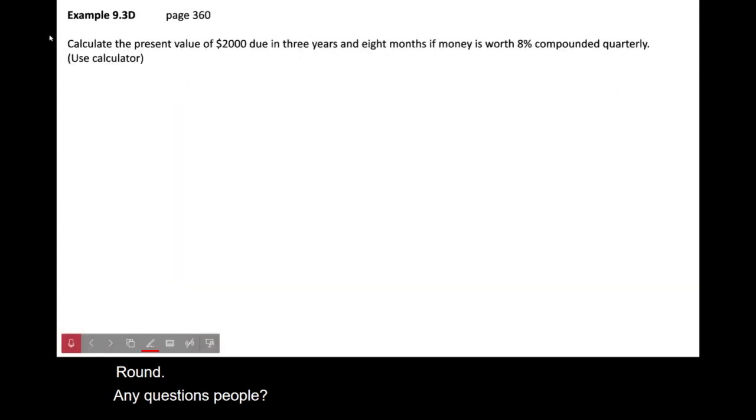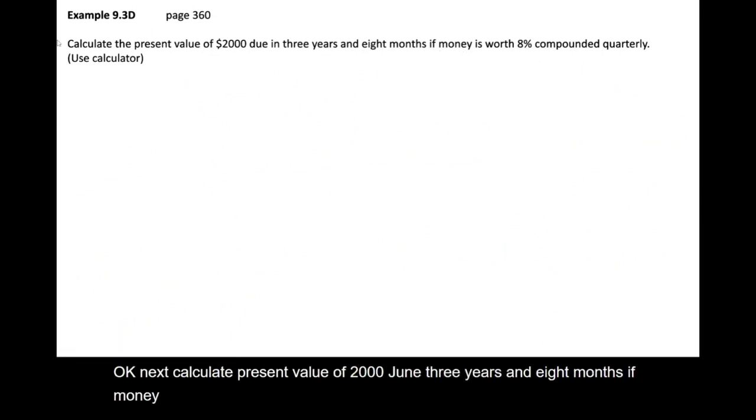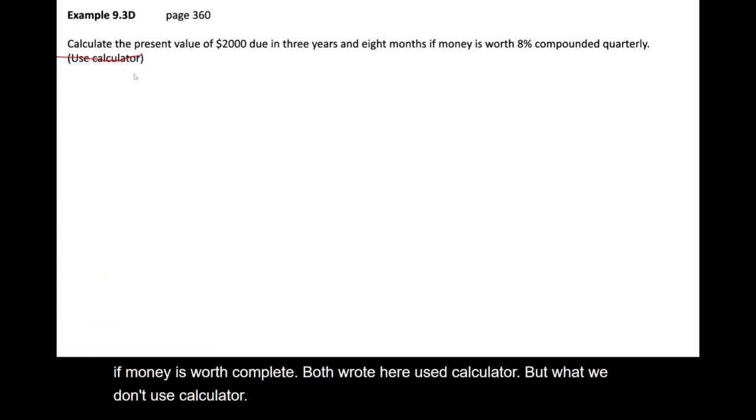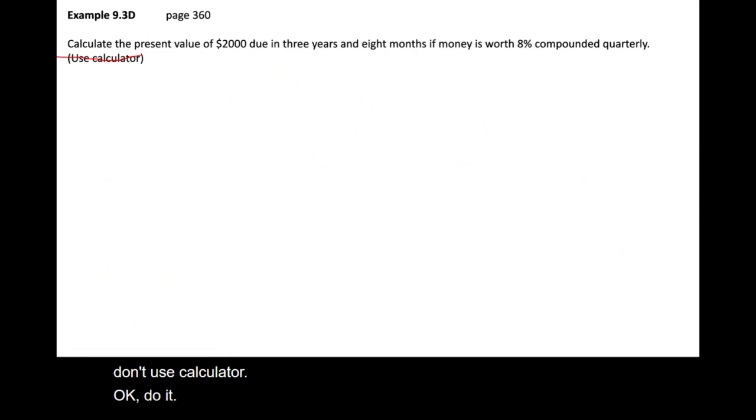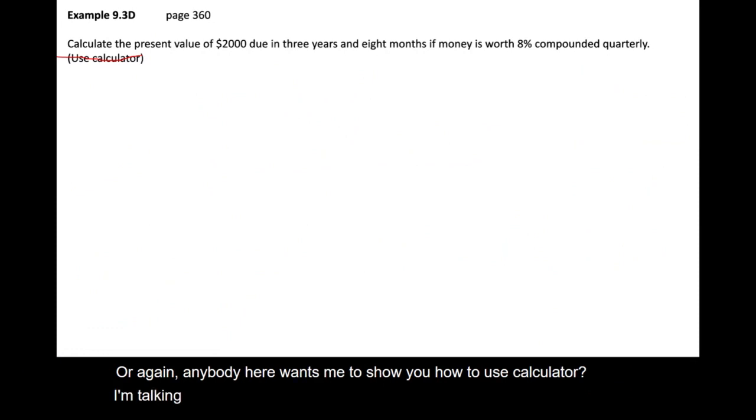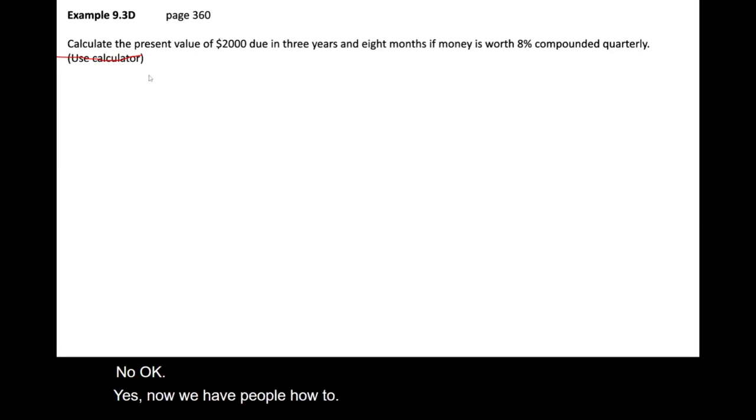Okay, next, calculate the present value of 2000 due in 3 years and 8 months if money is worth compounded quarterly. Here we use a calculator. Or again, does anybody here want me to show you how to use the calculator? I'm talking about the BA II Plus, how to program it. Okay, yes, now we have people who want to know how.